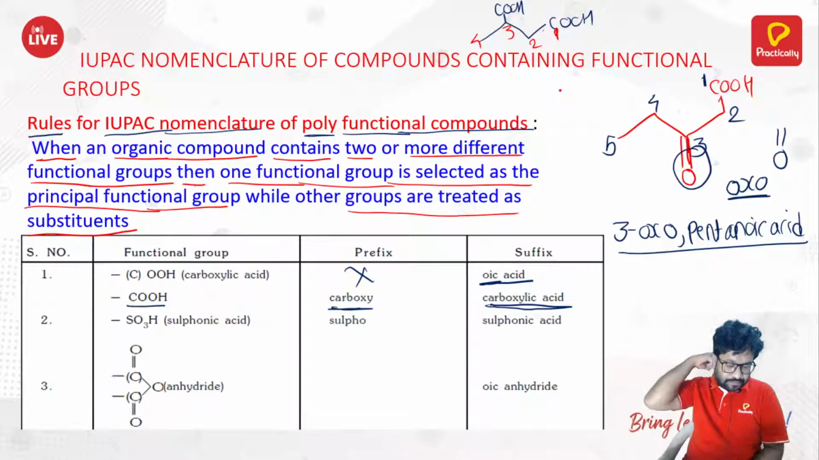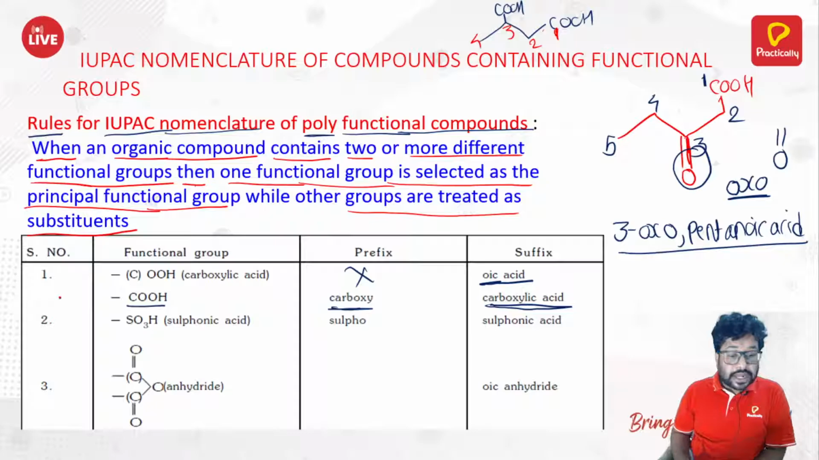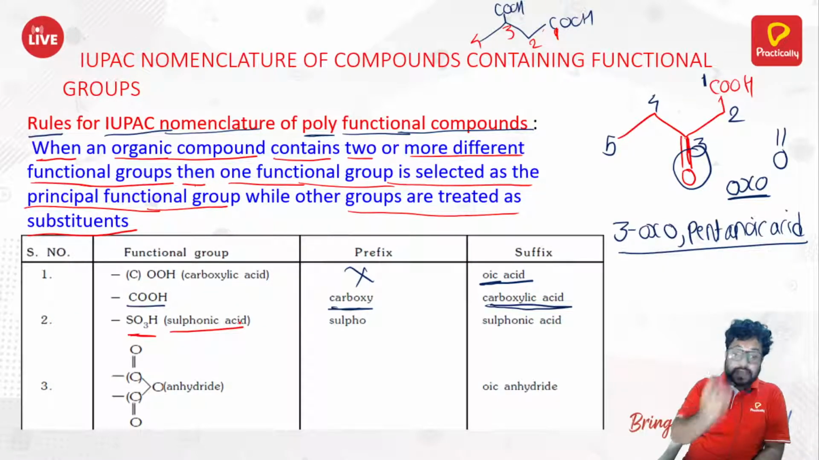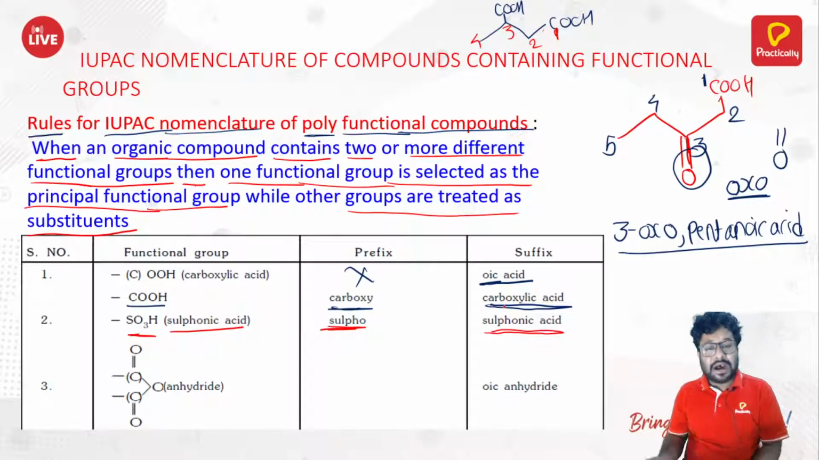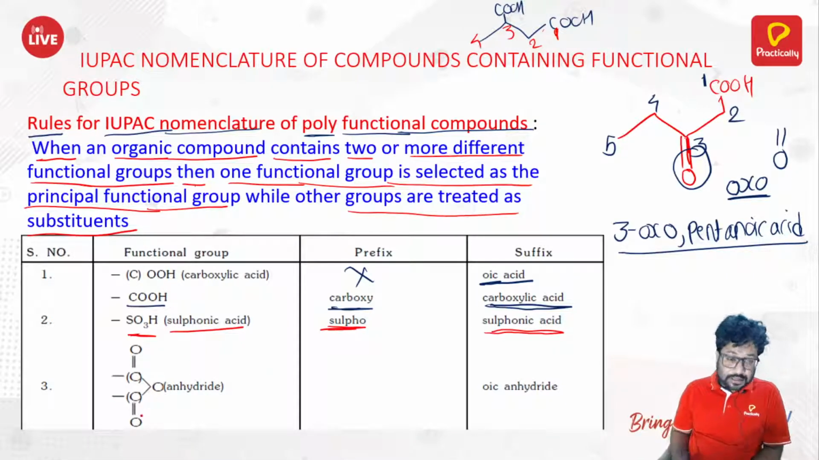Okay, now third functional group, SO3H, sulfonic acid. Here the prefix that we use is sulfo, and the suffix is sulfonic acid because they are acids, right? Next, anhydride. This group is called anhydride, and from here it is attached to your R group. It is called oic anhydride.